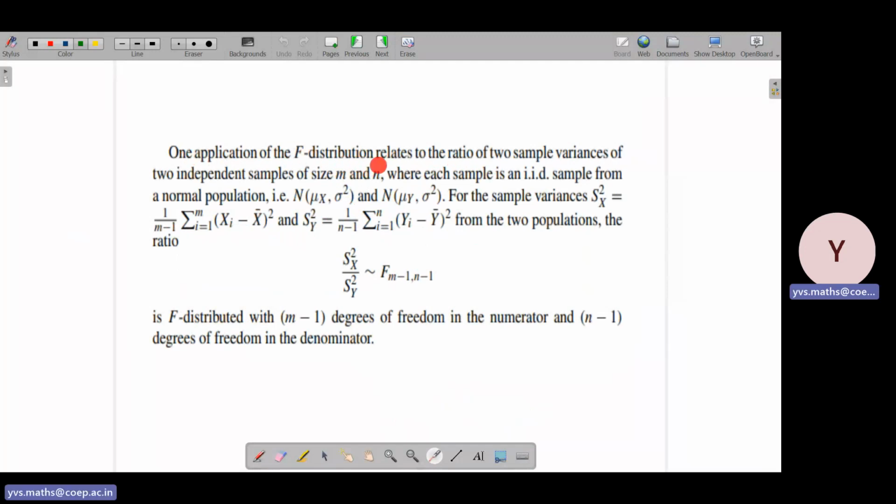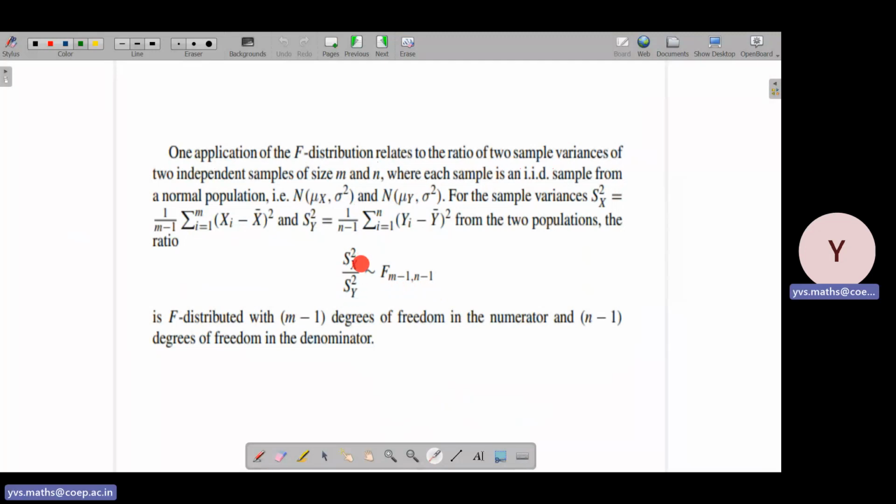Let us go ahead with the application of F distribution. So F distribution relates the ratio of two sample variances of two independent samples of size m and n, where such samples are identically independent samples from the normal population. So you take two samples, find their variances. Sx square is the sample variance of the first sample, Sy square is the sample variance of the second sample. Take the ratio, it will form F statistic with 2 degrees of freedom, m minus 1 and n minus 1.